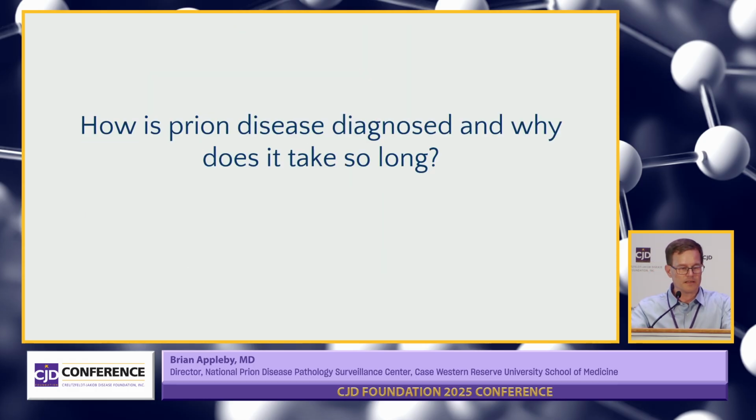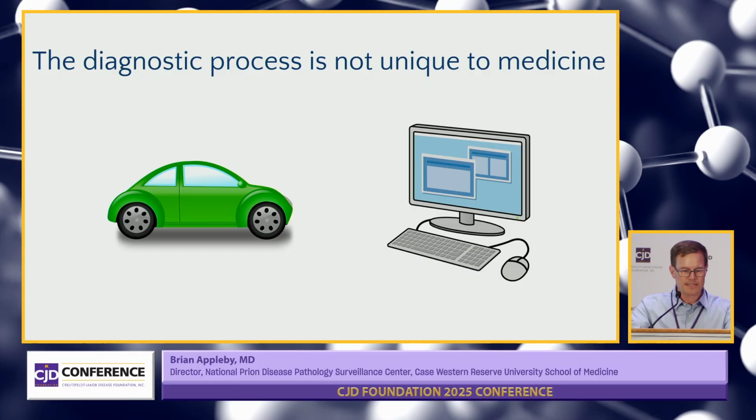So let's transition a little bit to how is prion disease diagnosed and why does it take so long? The diagnostic process is not unique to medicine. It's very common in things like technology and anything that requires mechanics. My dad was a mechanic. He said that we had it easy. We only had 2 models, male and female. He had Mazda, Ford, Chevy. So in a way, I guess medicine does have it easier, but we go through the same diagnostic processes.